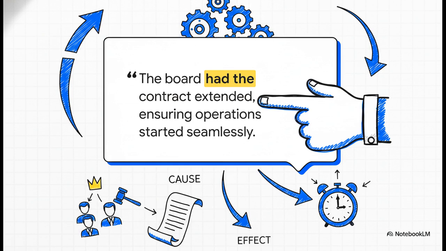I mean, the board didn't physically write the contract themselves, right? They simply caused it to happen through their explicit authority. In those operations, they just started all on their own. Let's break down exactly how this powerful syntax works.